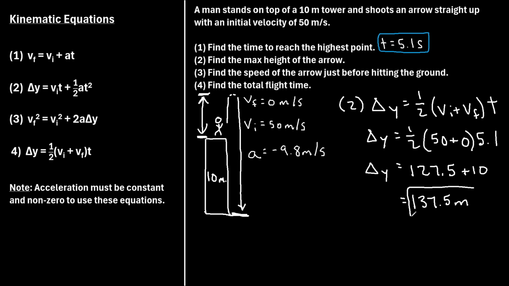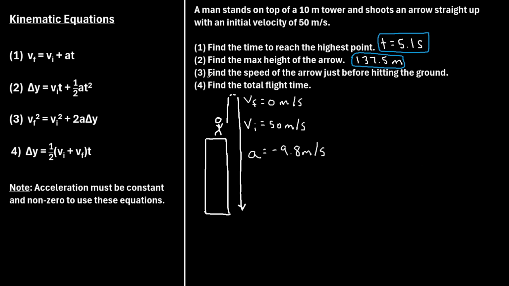That's the max height that this arrow will achieve. So let's go ahead and write that up here. Question 3 says, find the speed of the arrow just before hitting the ground. So just before the arrow hits the ground down here, we want to know what speed the arrow is traveling at. In this case, we're going to call this speed our final velocity. So we want to know the final velocity just before hitting the ground.